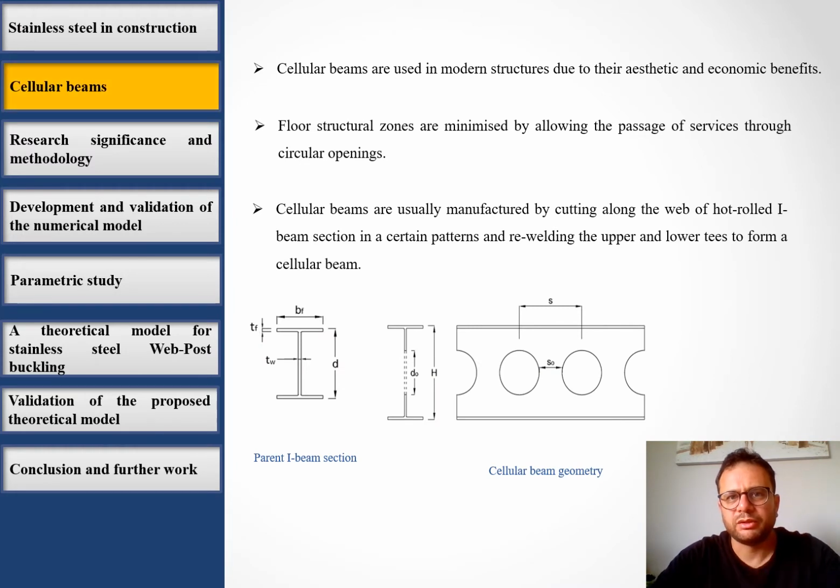Cellular beams are used in modern structures due to their aesthetic and economic benefits. The floor structural zone can be minimized by allowing the passing of services through the openings of the cellular beam. Cellular beams are usually manufactured by cutting along the web of a hot rolled I-beam section, which is called the parent I-beam section, as can be seen in the figure here, in a certain pattern, and rewelding the upper and lower T sections to form a cellular beam.